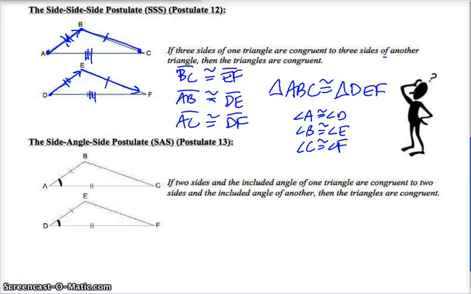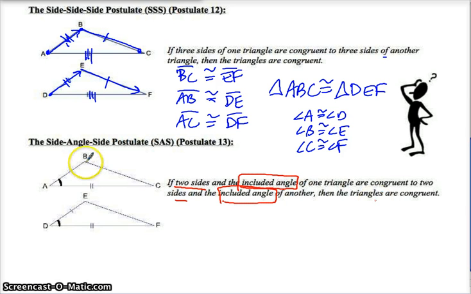Okay, how about the SAS postulate? This is where included angle comes into play. It says if two sides and the included angle of one triangle are congruent to two sides and the included angle of another triangle, then the triangles are congruent.